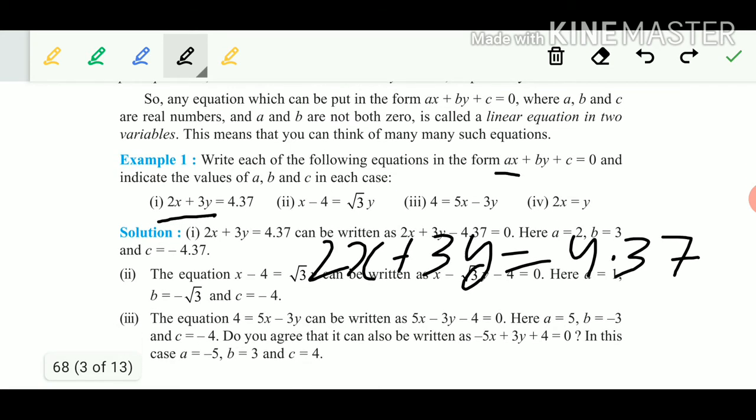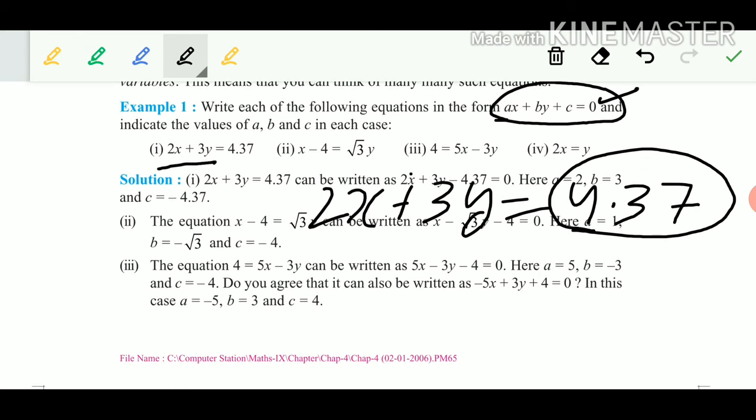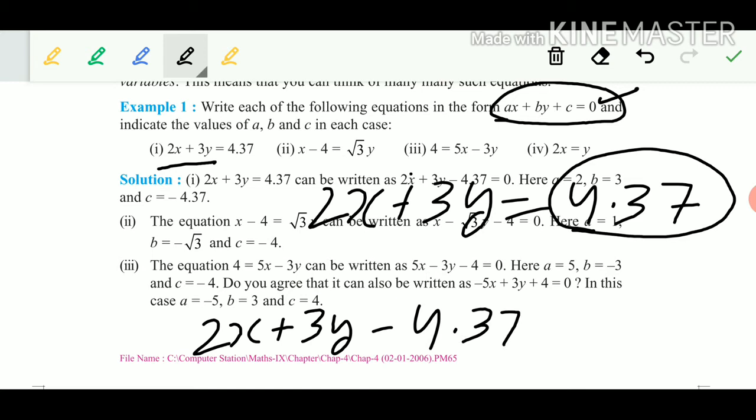Now according to the general form, on the right side of the equation it should be a 0. So take this 4.37 to the left hand side. It is positive on the right hand side. On the left side it becomes negative. So it becomes 2x plus 3y minus 4.37 is equals to 0.